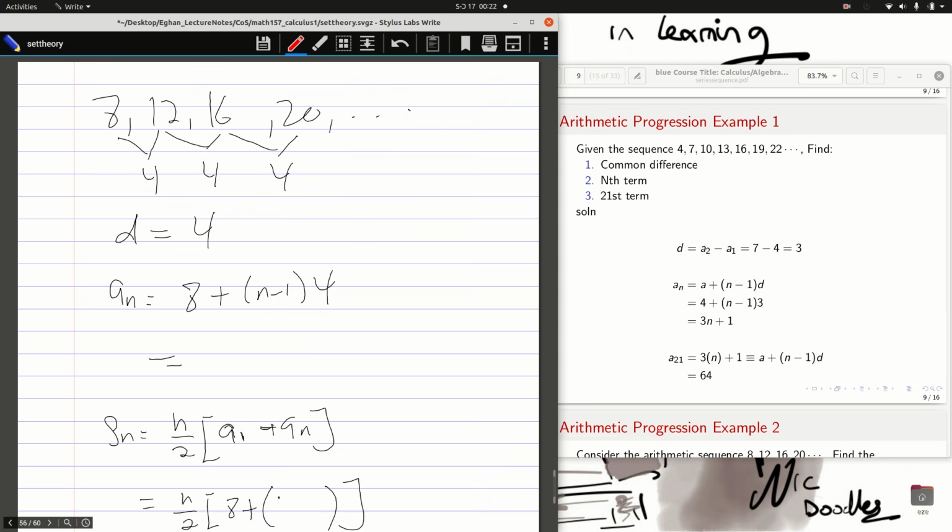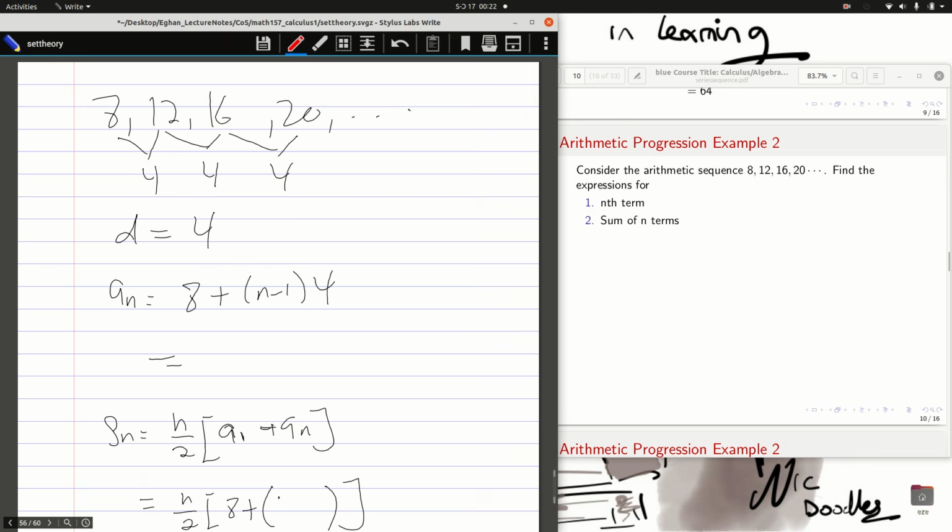Now let's take the second example. I'm given a sequence. It says arithmetic sequence. It is just obvious for you, but for the weaker brethren, let's see. I'll first do the subtraction. 16 minus 12, 20 minus 16. I get 4, I get 4, I get 4.